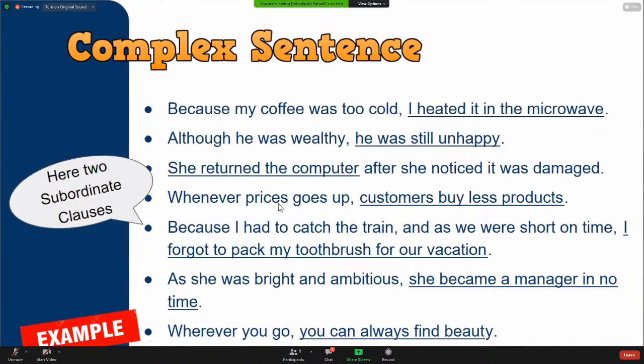Whenever price goes up, then what? It is incomplete. Customers buy less products. So here, whenever is the subordinate conjunction, and this is the subordinate clause.